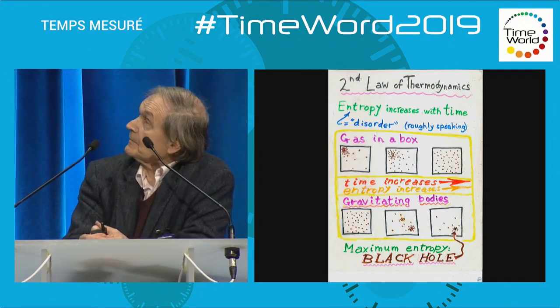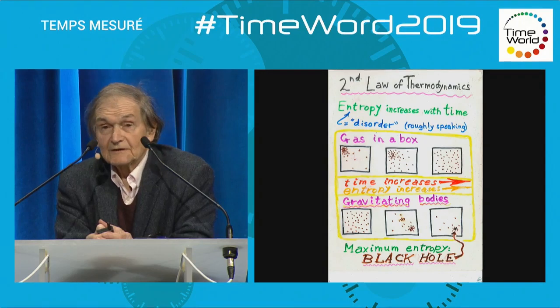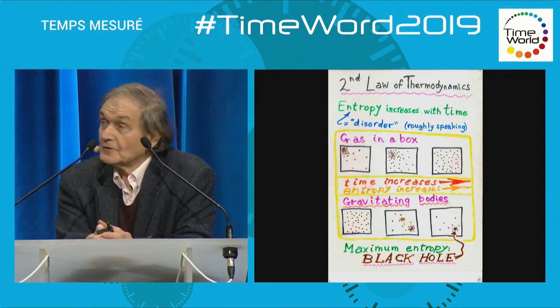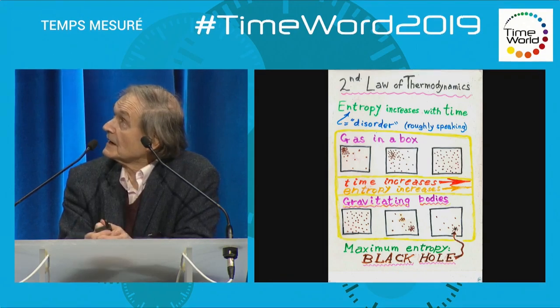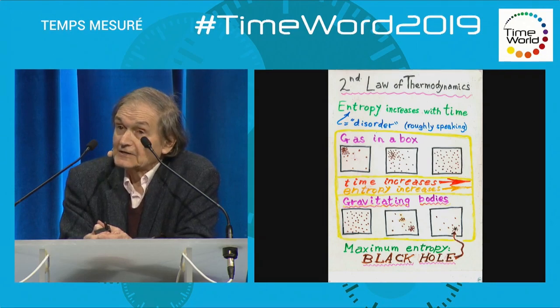Now, you see here, the top picture here, I just have a cartoon. Suppose you have a box and you have a gas in the box, and initially it's tucked up in the corner, and you remove the partition, if you like, and the gas then spreads out. So a uniform state represents high entropy for a gas in a box.